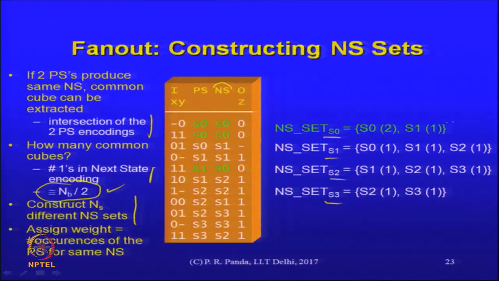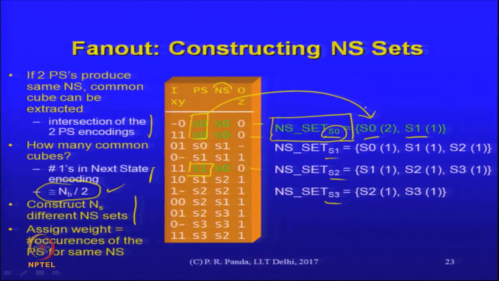Okay. In each of them you capture those states which are present states with S0 being the next state. That is what the next state set is. What is highlighted here in green are those rows where S0 is the next state, and we are constructing this set corresponding to S0 being the next state, capturing those present states that lead to S0 as the next state.